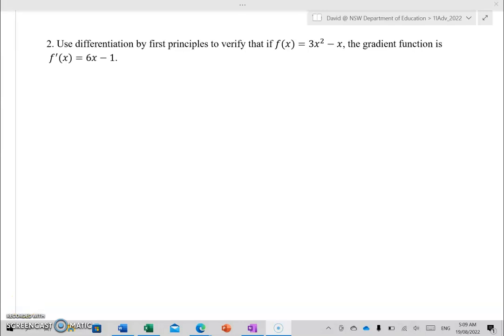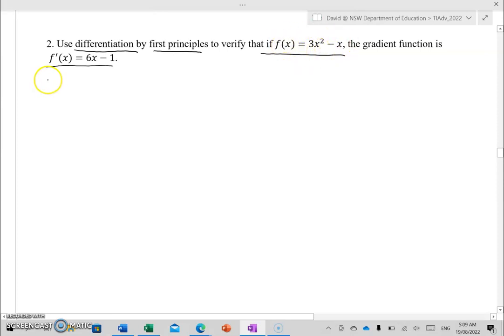All right, we've got a question here that says, use differentiation by first principles to verify if this function here, the gradient function is given by this. Okay, so they're giving us the answer. So let's start off with the original function.